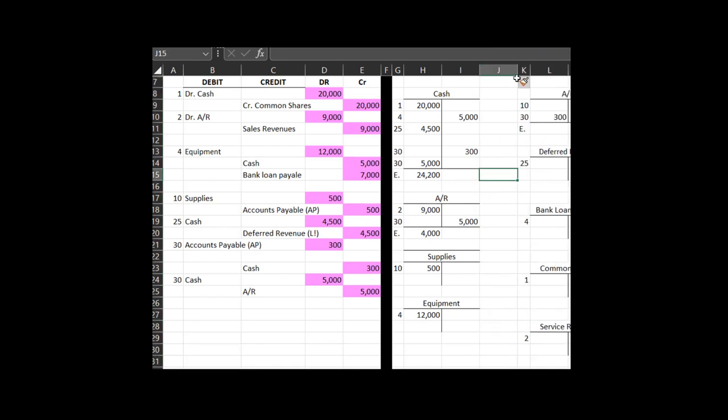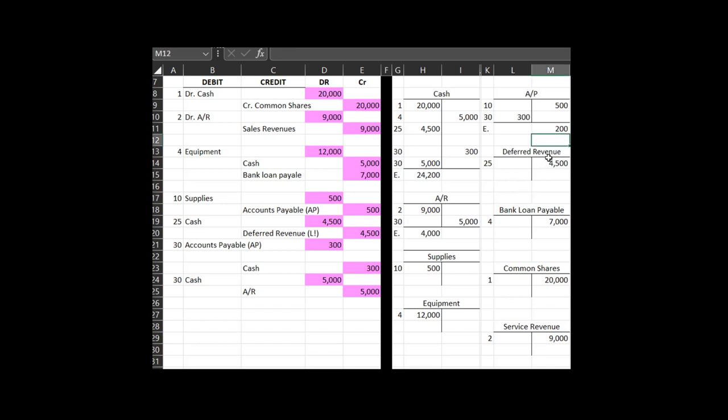Okay. We want just a little bit of separation. Okay. So deferred revenue, only one entry, leave it at 4,500. Only one entry, one entry, one entry. And we have our ending balances.